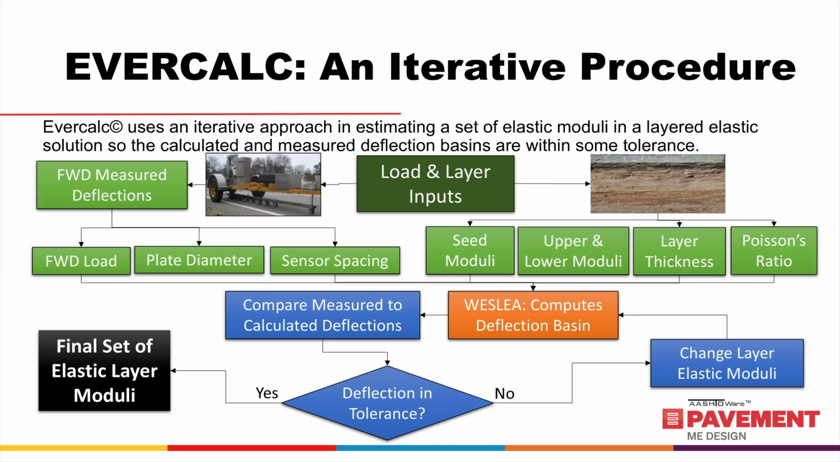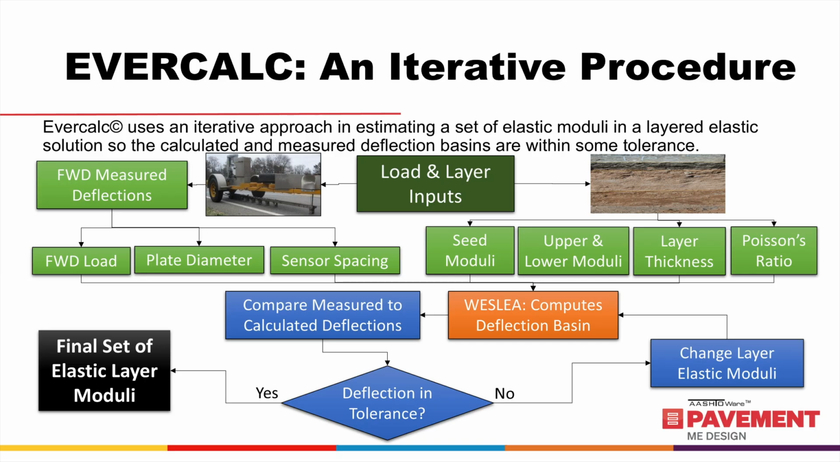The inputs to EverCalc are grouped into the load and layer inputs and the FWD measured deflection inputs. The FWD measured deflections include the FWD loads from one or multiple drop heights, the diameter of the loading plate, the number of sensors, the spacing of the sensors, and obviously the deflections measured at each sensor. The load and layer inputs included for each layer in the structure simulation are the layer thickness, Poisson's ratio, upper and lower elastic layer moduli, and the starting or seed modulus used to start the beginning of the iteration process.